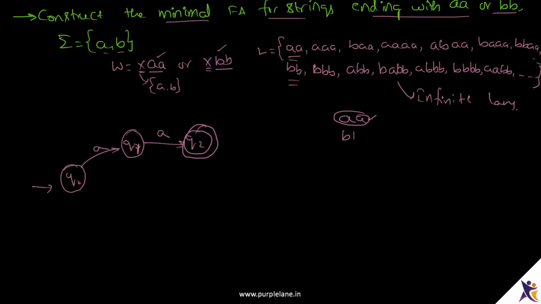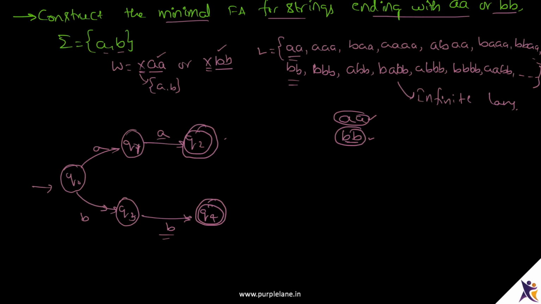Now consider BB. On seeing B from Q0 we go to Q3. From Q3 on seeing B we go to Q4. Since we have reached the end of the string and it has BB at the end, we need to accept this string. So Q4 will be our final state. You will understand why we have two final states for strings ending with AA and strings ending with BB by the end of the video.